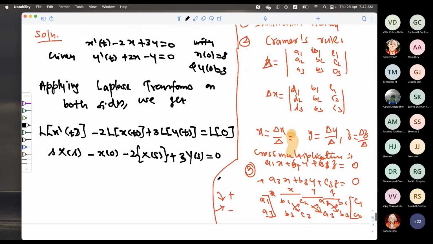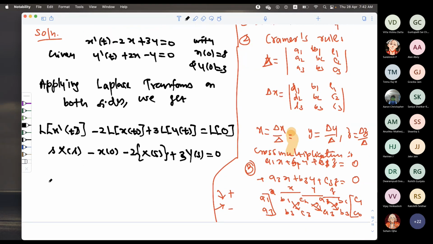Substitute the initial condition: x of 0 is 8. So collecting x of s, this is s minus 2 times x of s plus 3 times y of s, and this will be minus 8, equals 0. Is it clear?